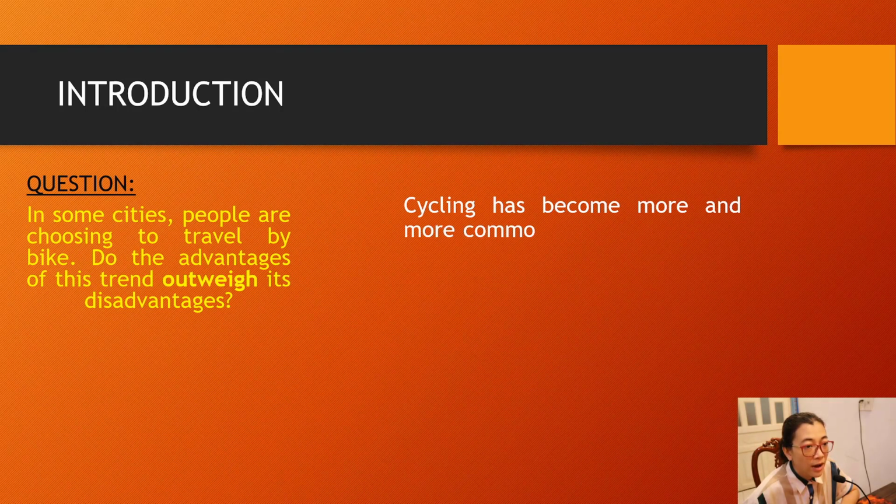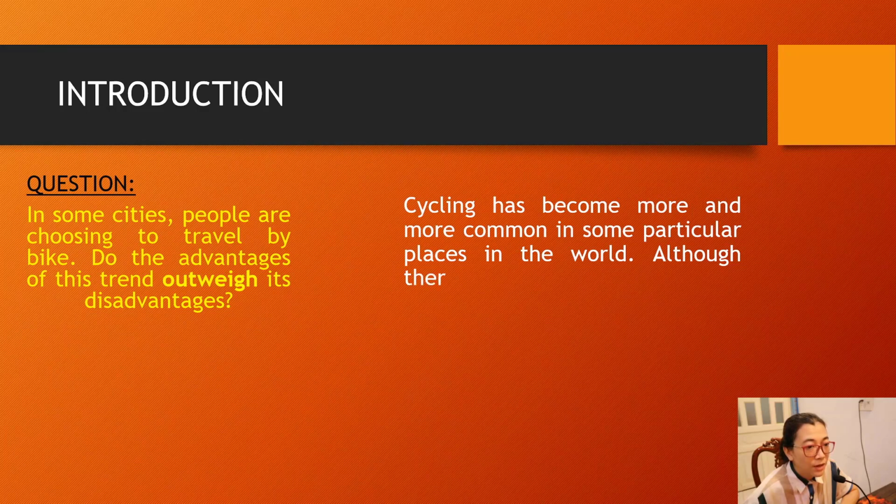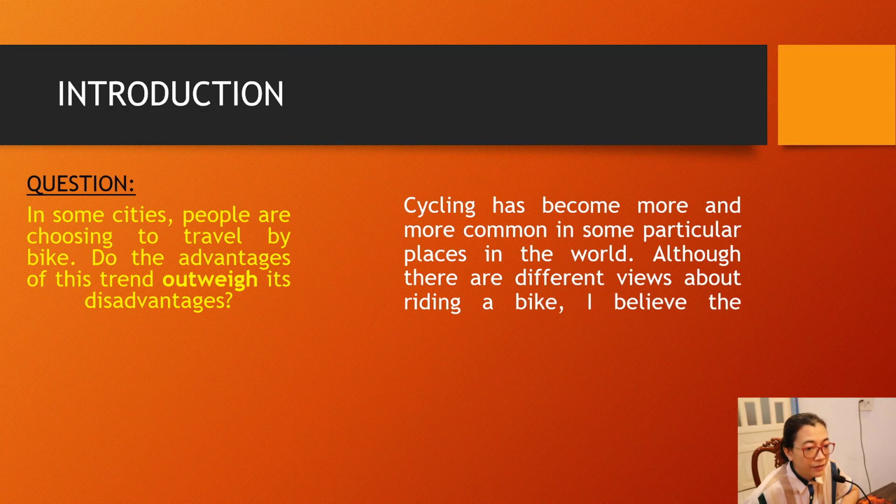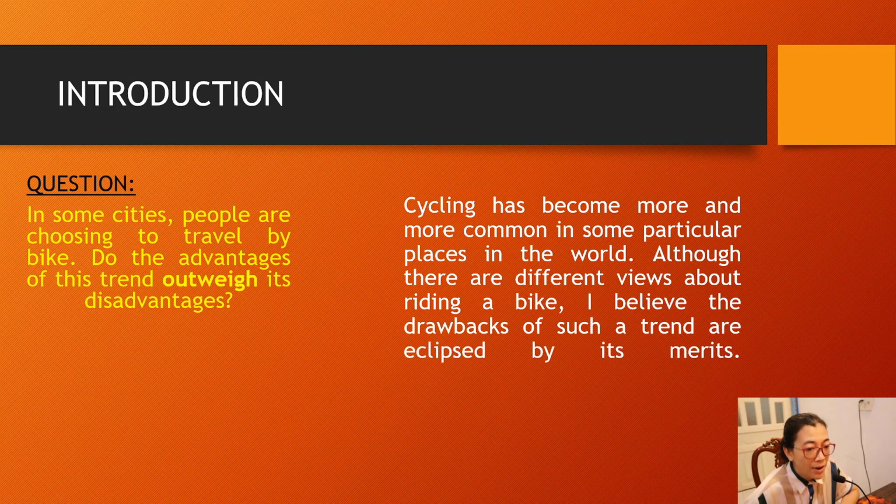Cycling has become more and more common in some particular places in the world. Although there are different views about riding a bike, I believe the drawbacks of such trends are eclipsed by its merits. So can you find synonyms or different structure that I used to just express the same idea in this introduction? So can you see how I have changed, how I have paraphrased the question?